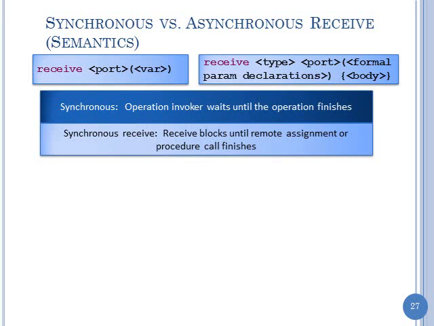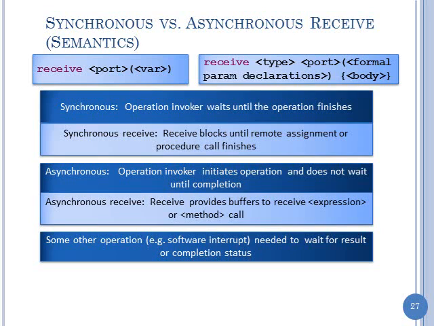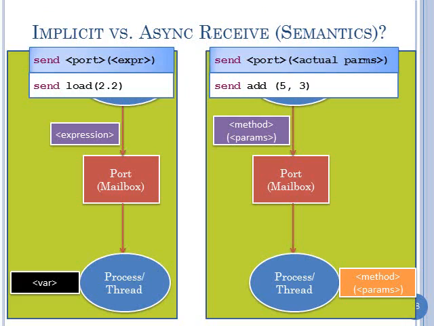Okay, so with synchronous operation, the invoker waits until the operation finishes. Synchronous receive blocks until the remote assignment or procedure call finishes. That's synchronous receive. For asynchronous operation, the invoker initiates the operation and does not wait until completion, but it may happen after that. It provides buffers to receive the expression or method call. It provides a way to gather the data. And some other operation is needed to wait for the result or completion status.